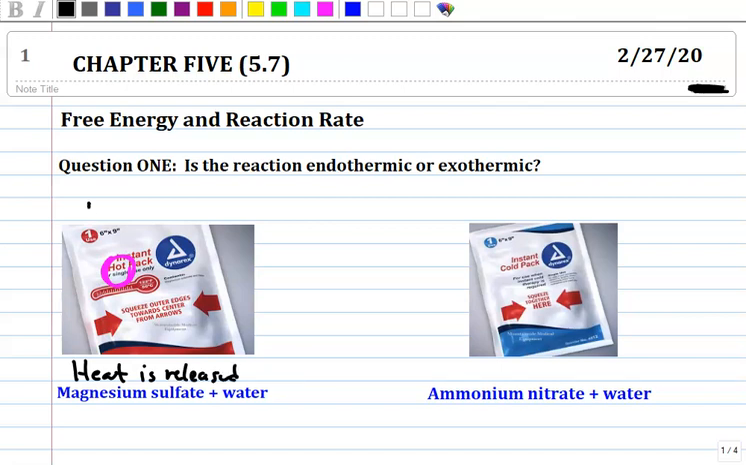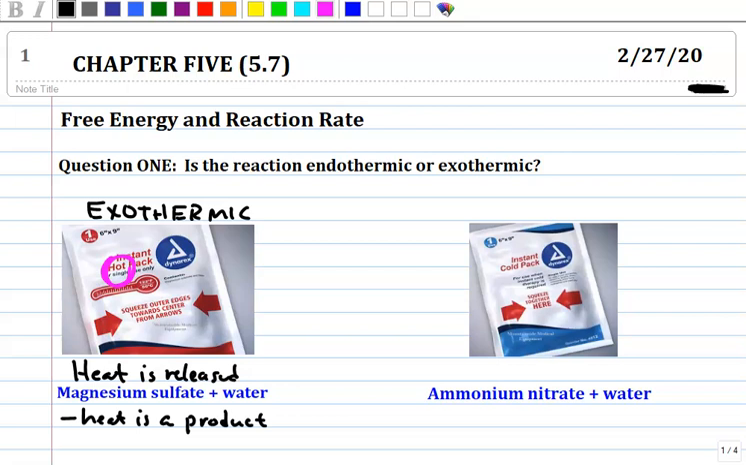And we're going to call this an exothermic reaction. Again, because heat is released. And in the reaction, heat is a product. Really, it's a product.